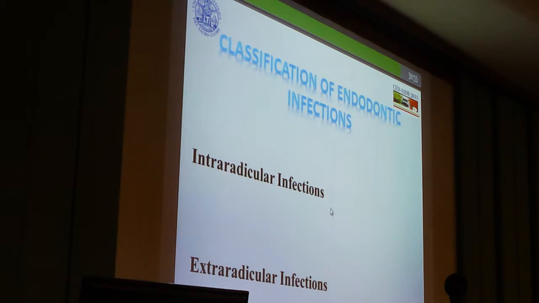Endodontic infection can be divided into two big groups: intraradicular infection and extraradicular infection. The intraradicular infection can be primary or persistent, and the primary one can be asymptomatic or symptomatic.